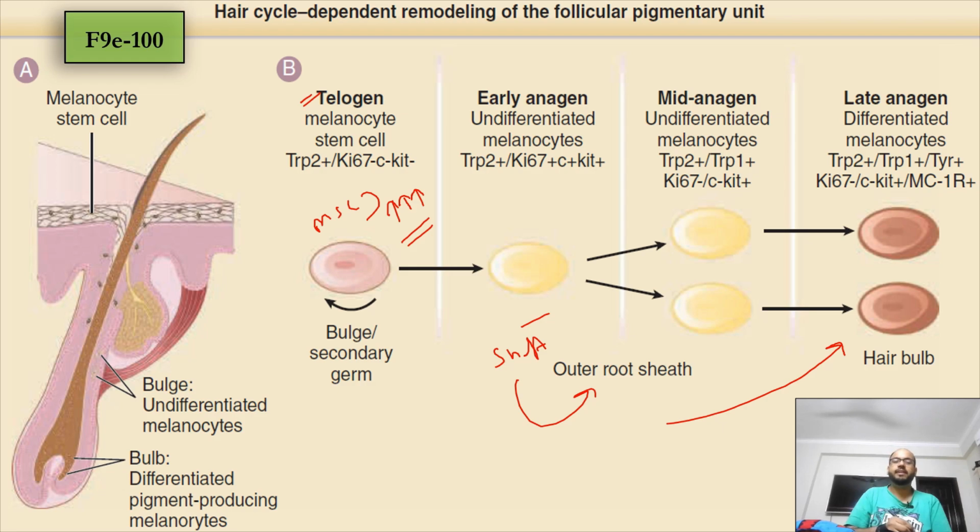So in the bulge region, you have undifferentiated melanocyte stem cells, while in the bulb region, you have differentiated hair melanocytes. Undifferentiated, differentiated. Clear? Let's move forward.